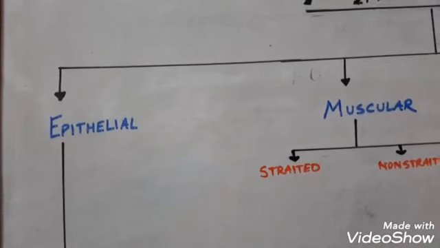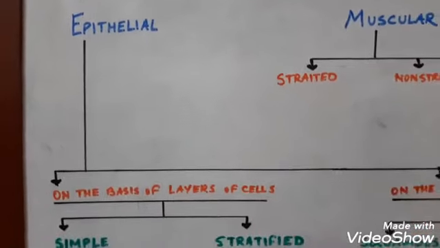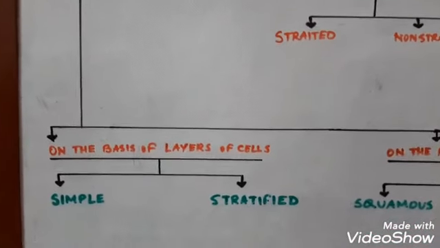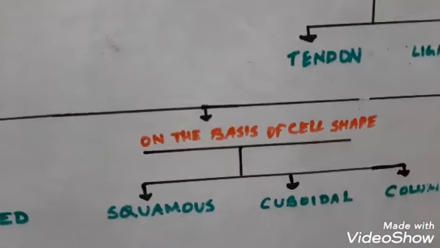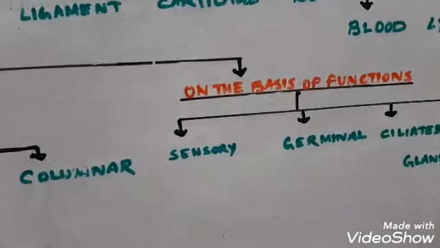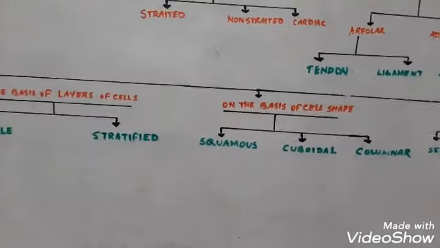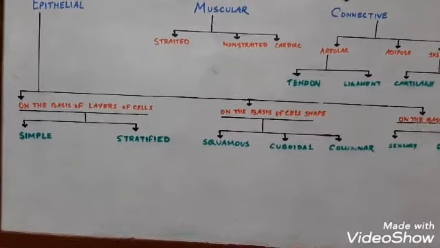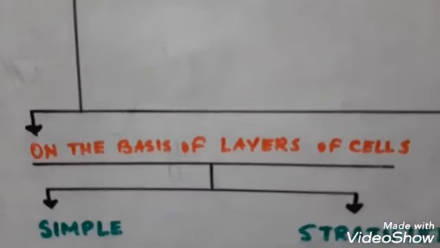Generally these epithelial tissues are classified into 3 types. First is on the basis of the layer of cells. Second is on the basis of the cell shape. And third is on the basis of the function of the cells. So these are the 3 types of classification of the epithelial tissue. First I will describe the classification on the basis of the layer of cells.